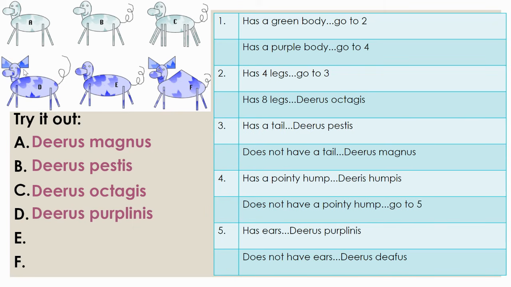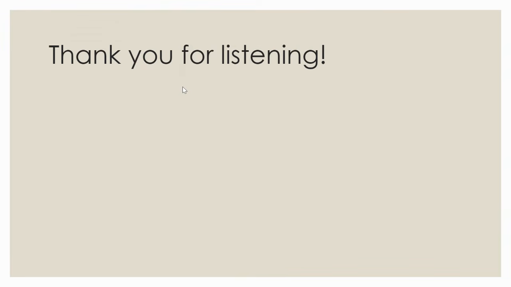All right, letter E. You try this one, letter E. Try him out. He's Dirus deafus. And lastly, try out letter F. That's Dirus humpus.